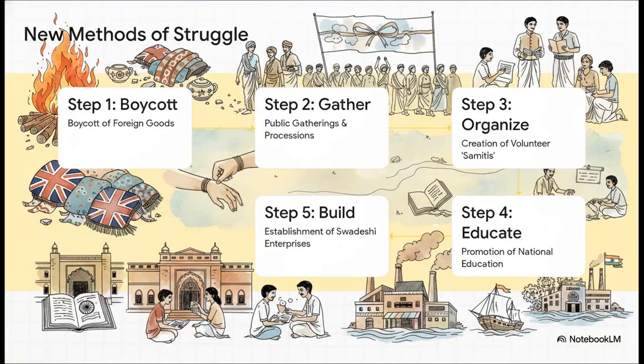And this just shows you how smart the movement was. It wasn't just about boycotts, it was a complete program for building a new nation from the ground up. You had huge public gatherings and marches that brought everyone together. You had these volunteer groups called samitis spreading the message to every corner. The movement pushed for national education to replace the colonial system, and it sparked a boom in Indian-owned businesses, everything from textile mills to soap factories.